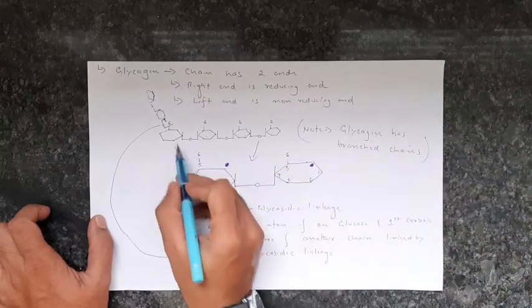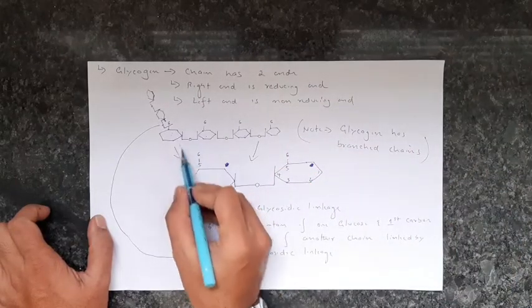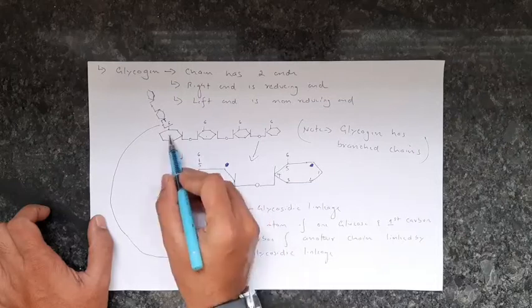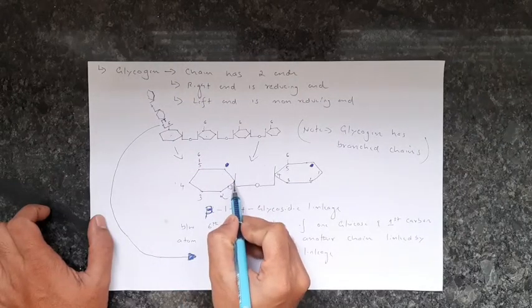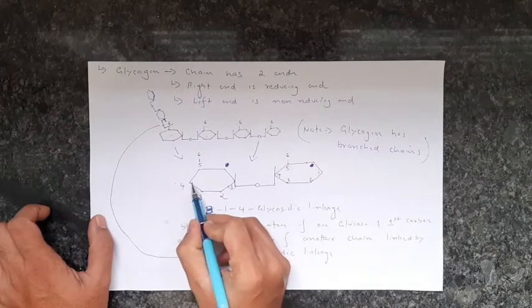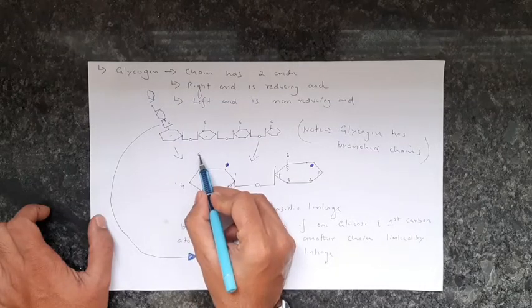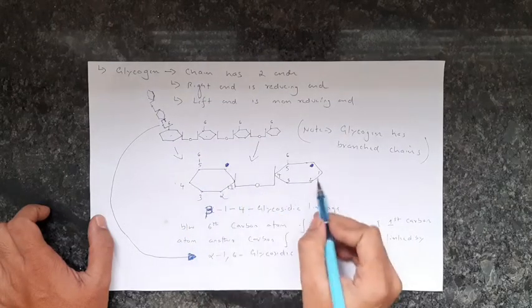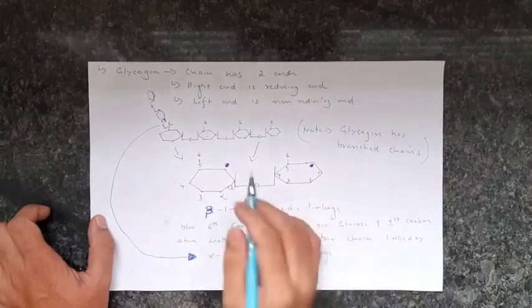Many glucose units will be there, and if you look clearly at this magnified structure, this is the first carbon, second carbon, third carbon, fourth one, fifth one, and the sixth one will be somewhere else, not here. Got it? So 1, 2, 3, 4, 5, 6. So this is the thing actually.